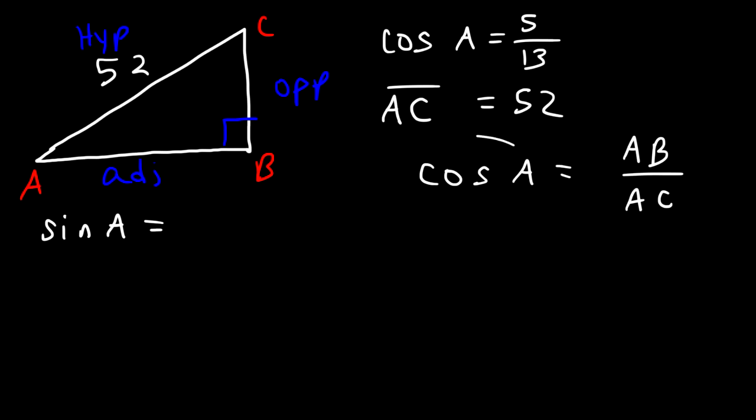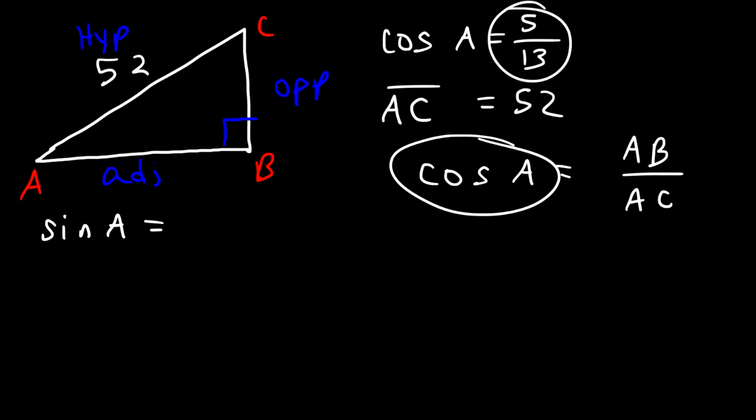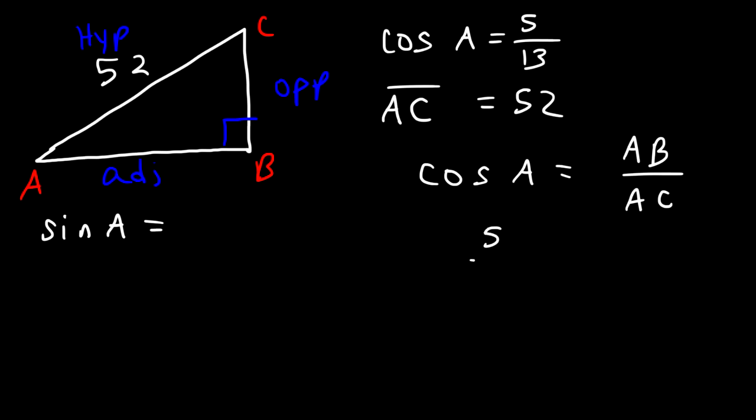Now cosine A, we know it's 5 over 13. So let's replace cosine A with that. AC, we know it's 52. So now we just have to calculate AB. So what I'm going to do is multiply both sides by 52. And so on the right, these will cancel. So on the left, it's just 52 times 5 divided by 13. So AB is 20.